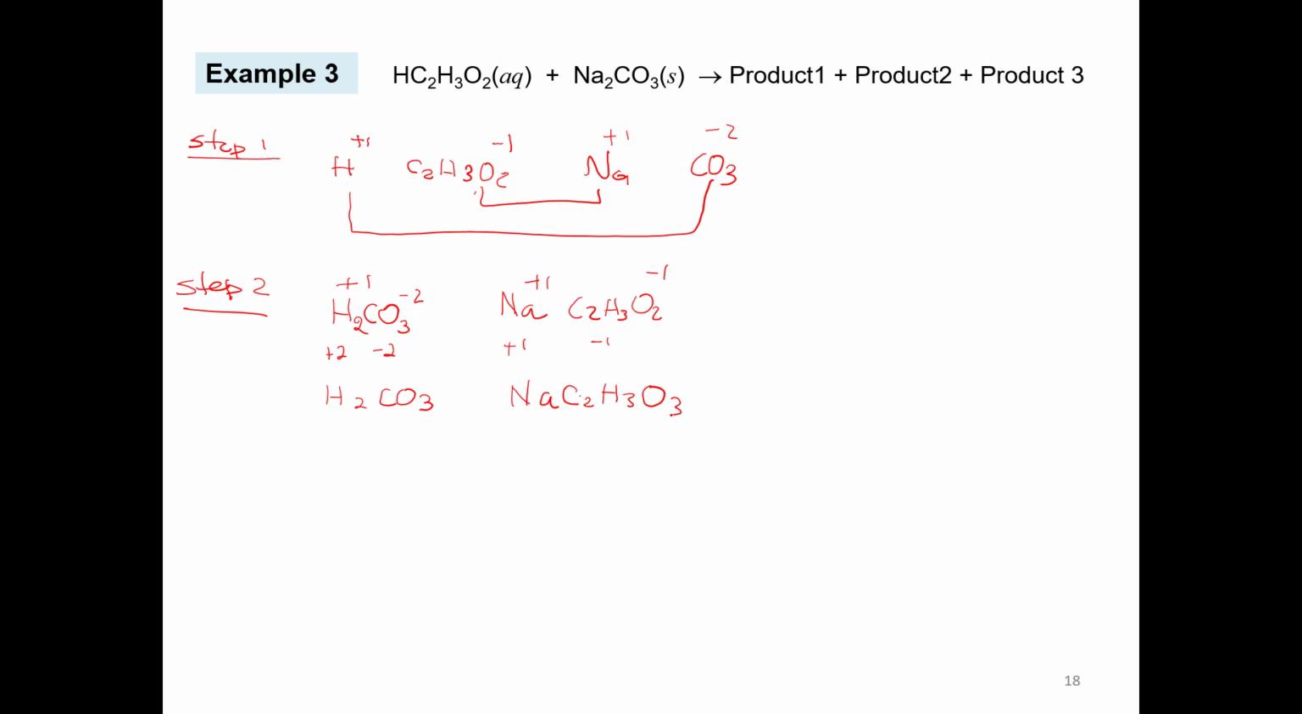But remember, we need 3 products. Here we have just 2. But remember this one, we can write like water plus carbon dioxide. Now we can write the final equations. And we need to complete step 3, which is we need to write the physical state for each compound, for each product. And let's write here the equation.